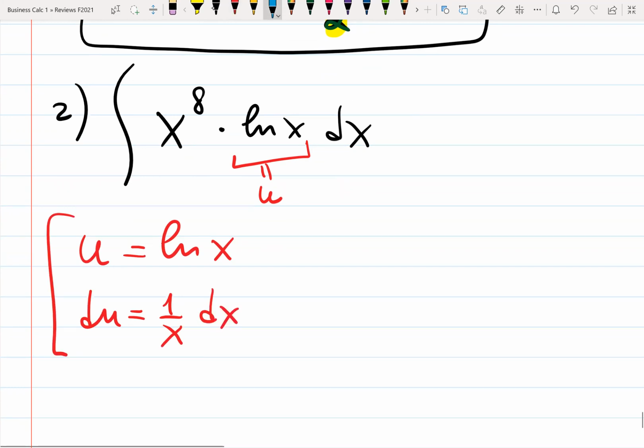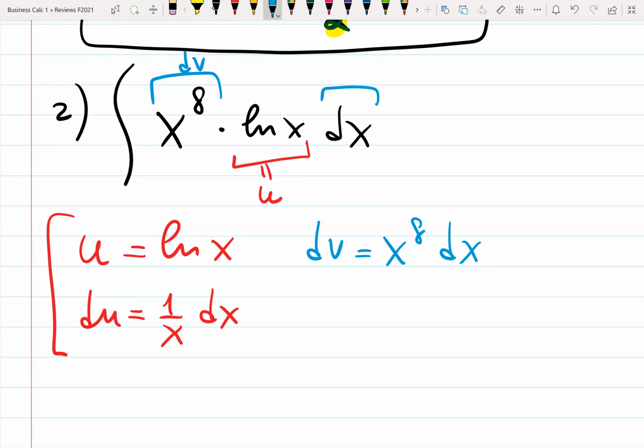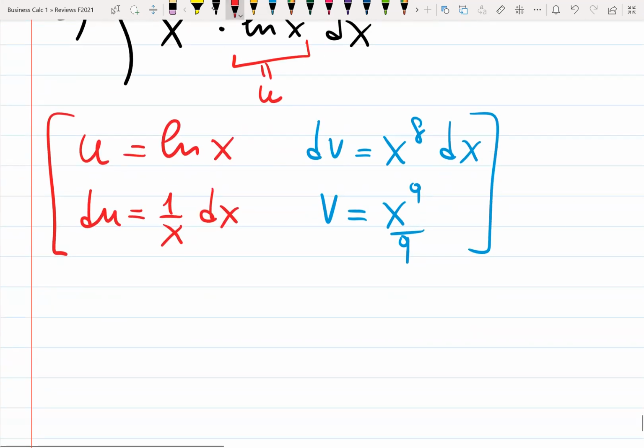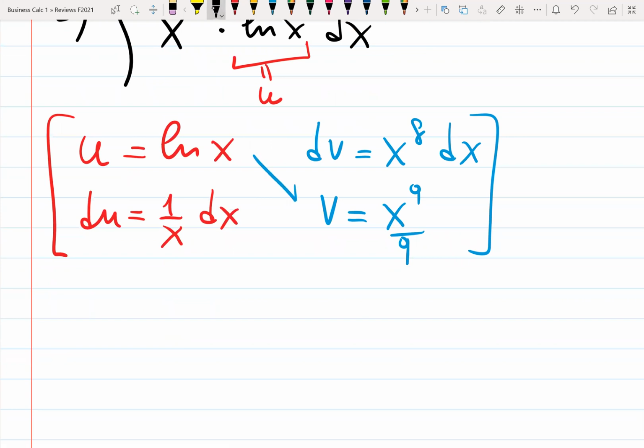Everything else doesn't have a choice. It is dv. dv is x to the 8 dx. So we have to integrate that: x to the 9 over 9. And we don't write plus c because it cancels out anyways. Cross minus bottom equals sign.